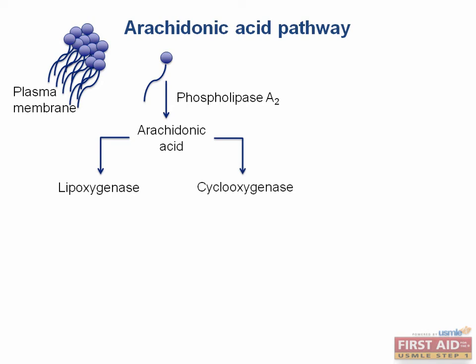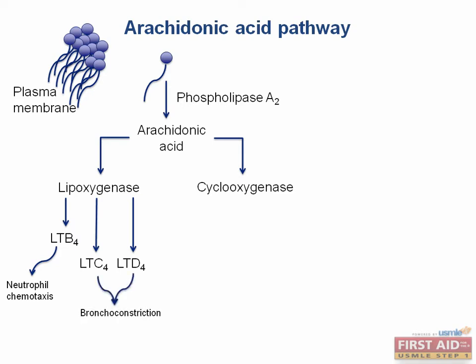The lipoxygenase pathway is simple. Arachidonic acid is ultimately converted into leukotrienes, including LTB, C, and D. Do you recall what LTB4 does from pathology? Very good. Neutrophil chemotaxis. LTC and LTD are potent bronchoconstrictors.